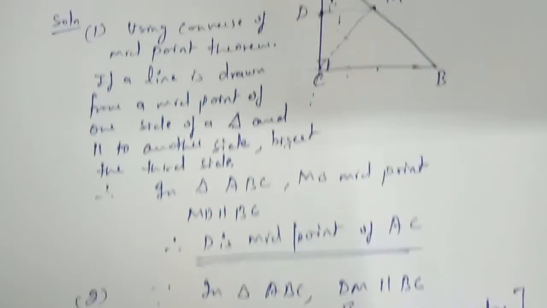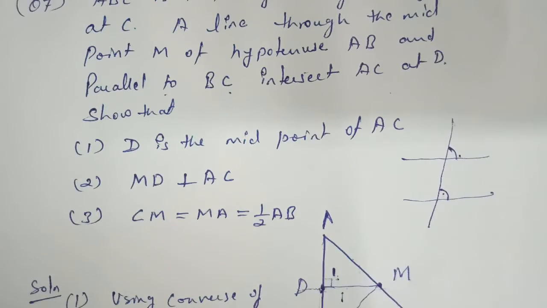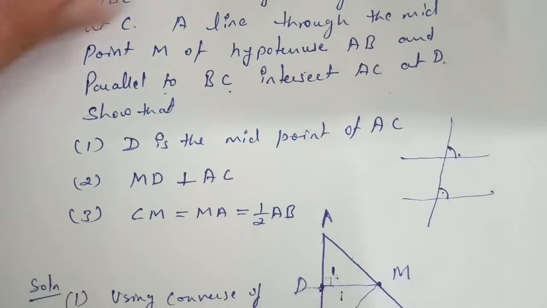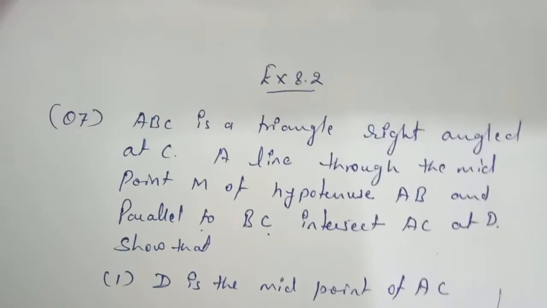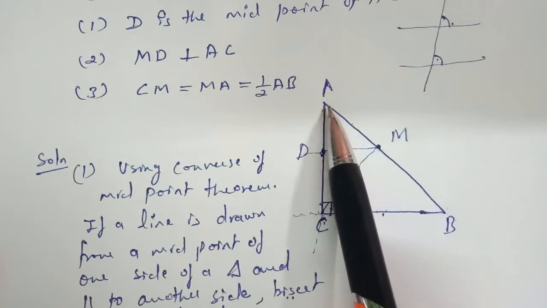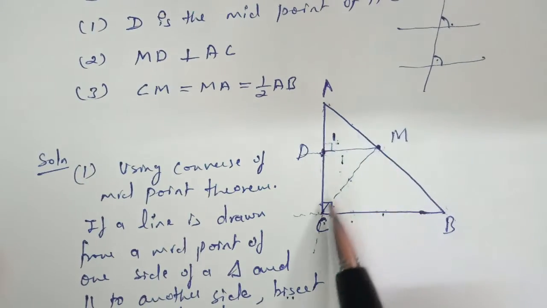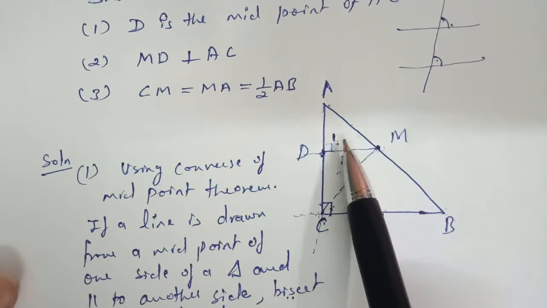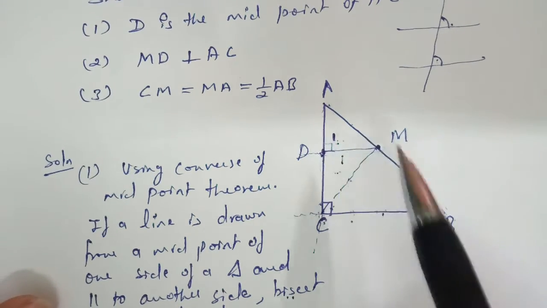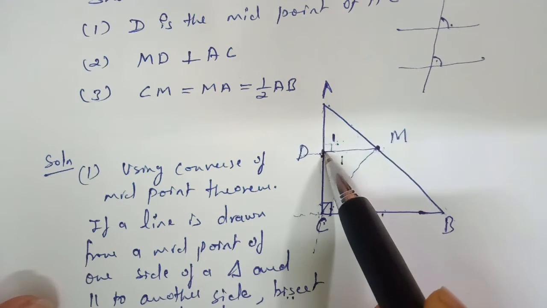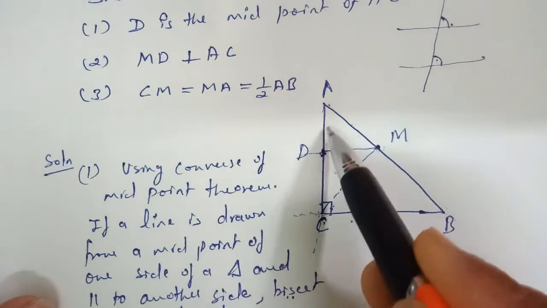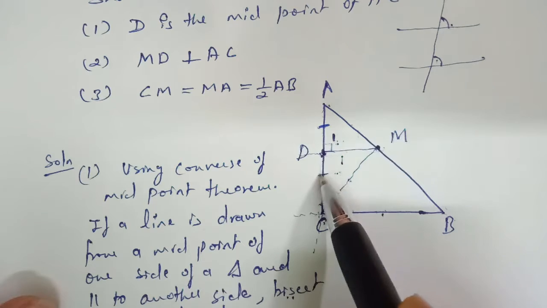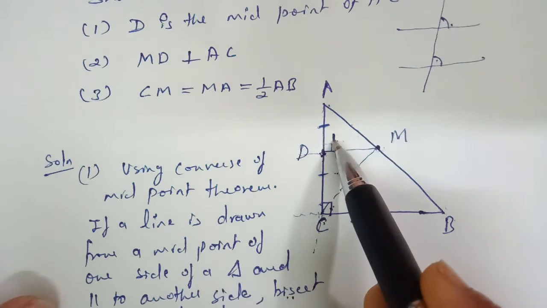Now for the third part, for proving it, we're going to consider these two triangles ADM and CDM. We're going to prove these two triangles as congruent. So let us first find out the three equal parts. In the first part, we have proved D is the midpoint. If D is the midpoint, then AD will be equal to CD. This is the first part. In the second part, we have proved angle 1 is 90 degrees.